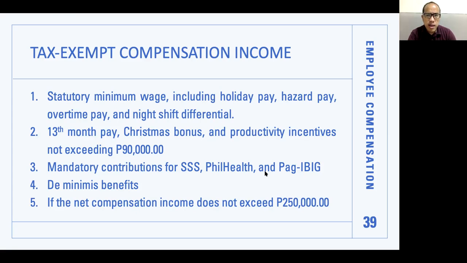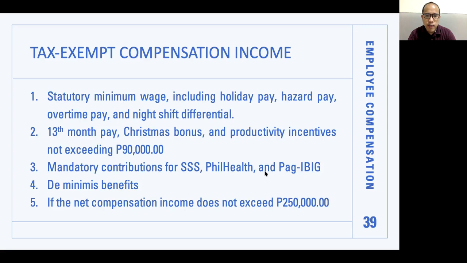Second, 13th month pay, Christmas bonus, and productivity incentives not exceeding 90,000. So pag hindi lumagpas ng 90,000, exempt. Pero pag lumagpas, taxable, subject to basic income tax. Yung 90,000 na yun, para sa tatlo na yan, ha? 13th month pay, Christmas bonus, and productivity incentives. Hindi tig 90,000 silang tatlo. 90,000 na yung buo. Okay?